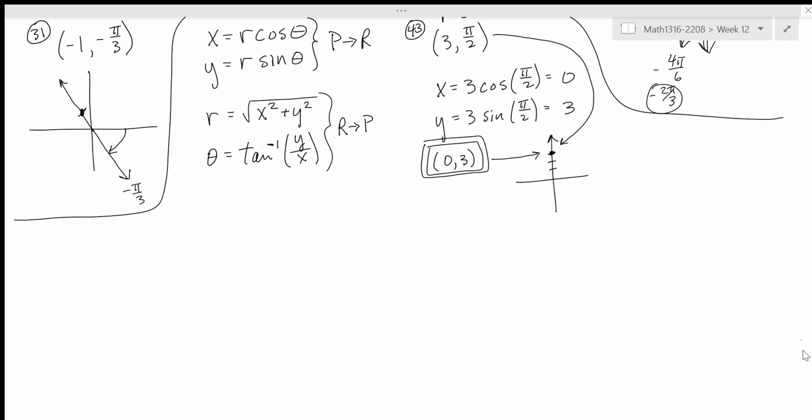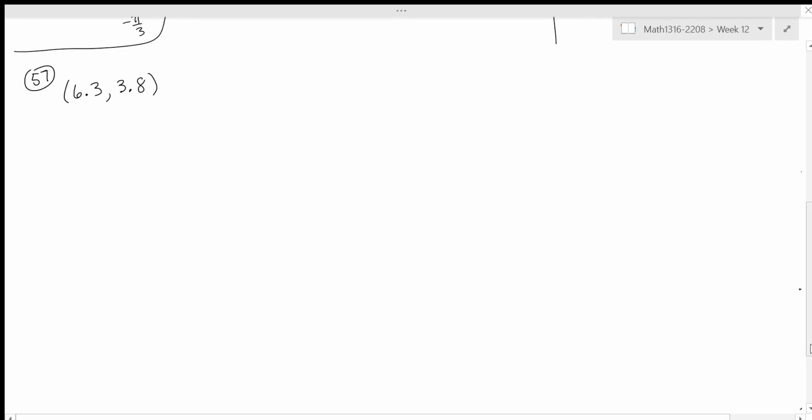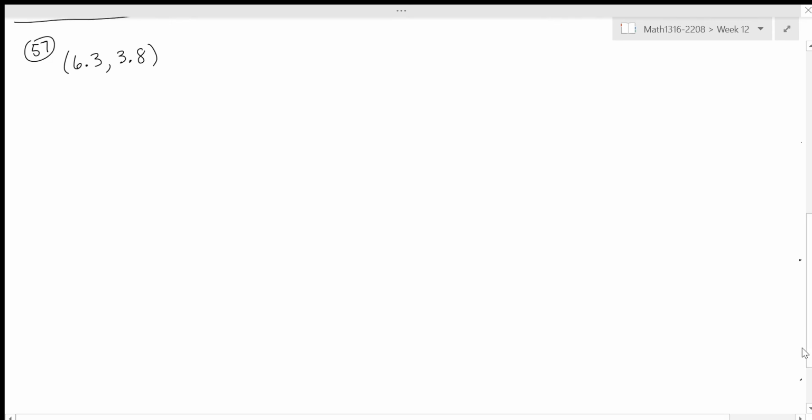Oh, let's do number 57. Number 57. It says 6.3, 3.8. Now, if I didn't know any better, I'd think that that was an X and a Y. But in the instructions, it says polar coordinates are given. So this has to be R and theta.